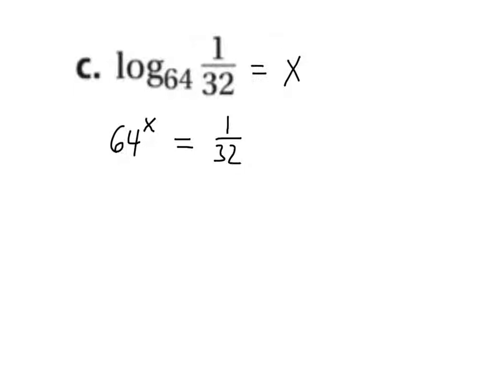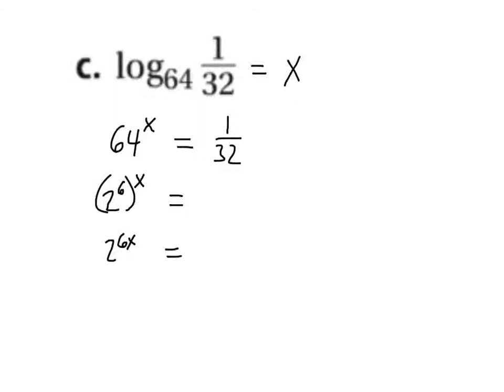Okay, well, let's break down 64. What is the smallest base that I can rewrite 64 as? 2. Smallest base would be 2. 2 to what power? 2 to the 6th power is 64. So 2 to the 6th power raised to the x power. If I multiply those, I'm just going to have 2 to the 6x power, right?